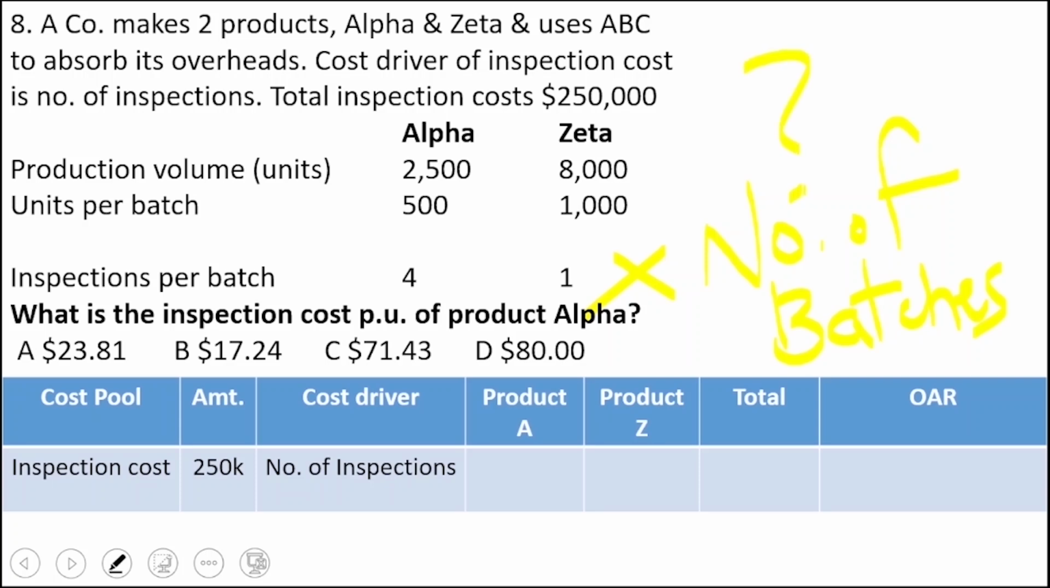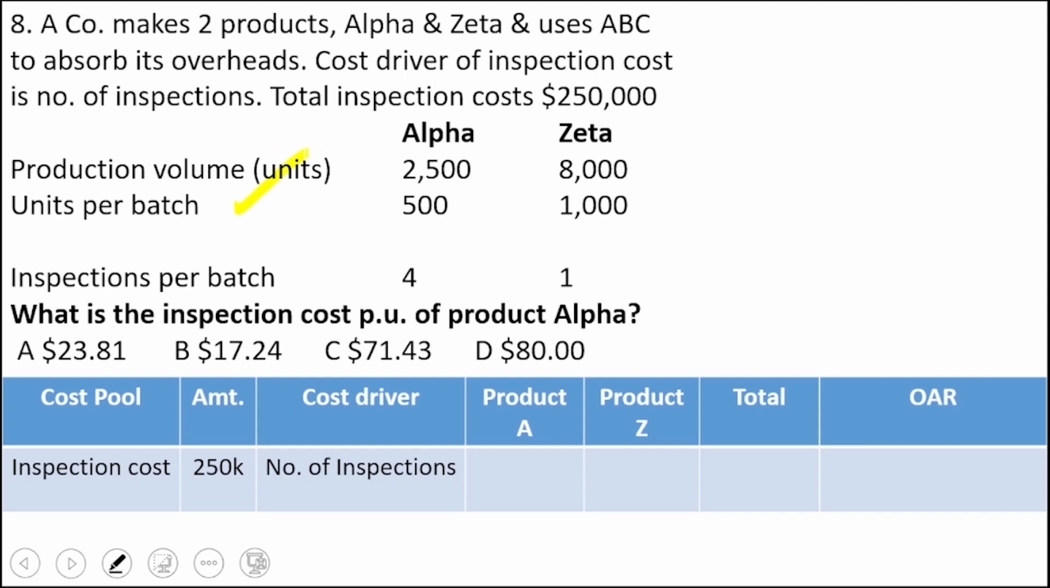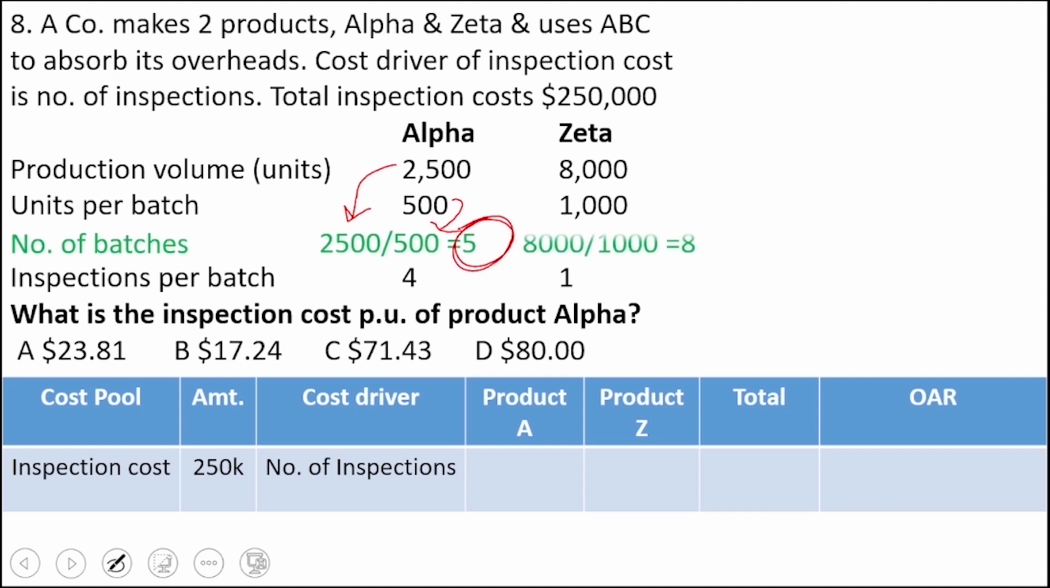The next question is, do we know the number of batches? The number of batches is also not directly given, but they have given the production volume in units of alpha as 2500 and units per batch is 500. Which means that we can find out the number of batches from these two pieces of information. Because in one batch, 500 units can be produced. So to produce 2500 units, how many batches are required? Number of batches of alpha is 2500 divided by 500 or totally 5 batches are required. And as for zeta, the number of batches is 8000 divided by 1000 or 8 batches.